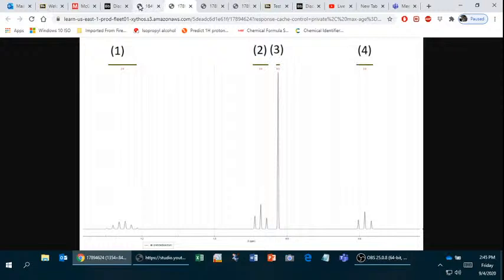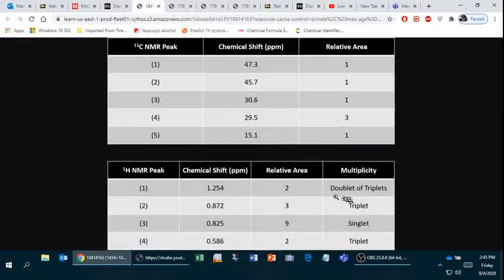So the table here is correct. Now, I do need to correct this doublet of triplets. It's actually a quartet of triplets, but the point here is that it's a really complicated signal.